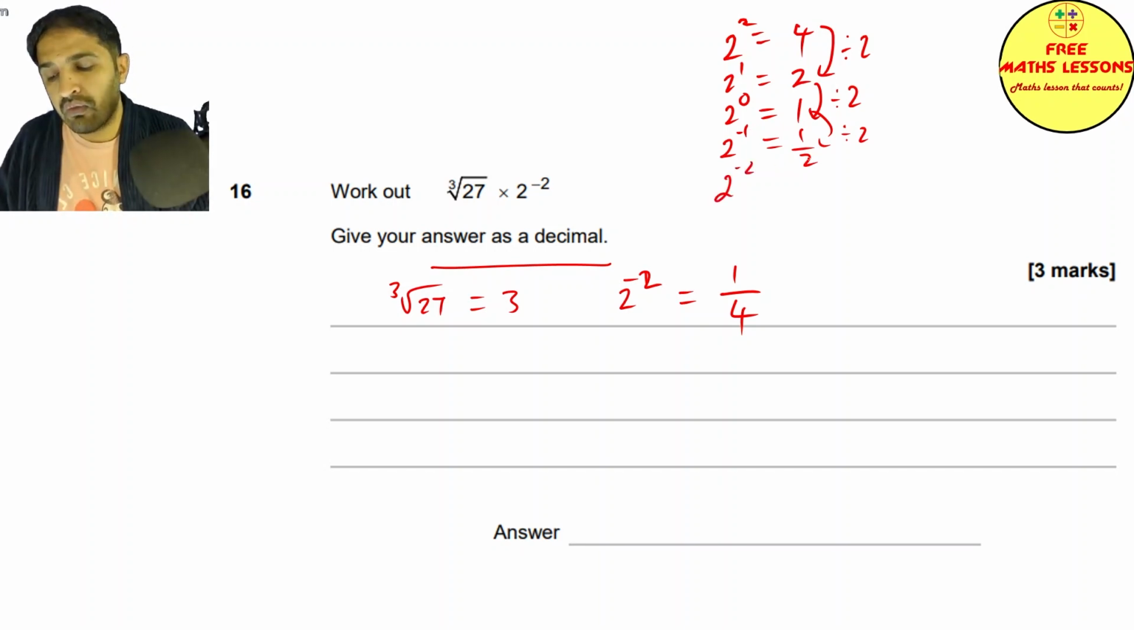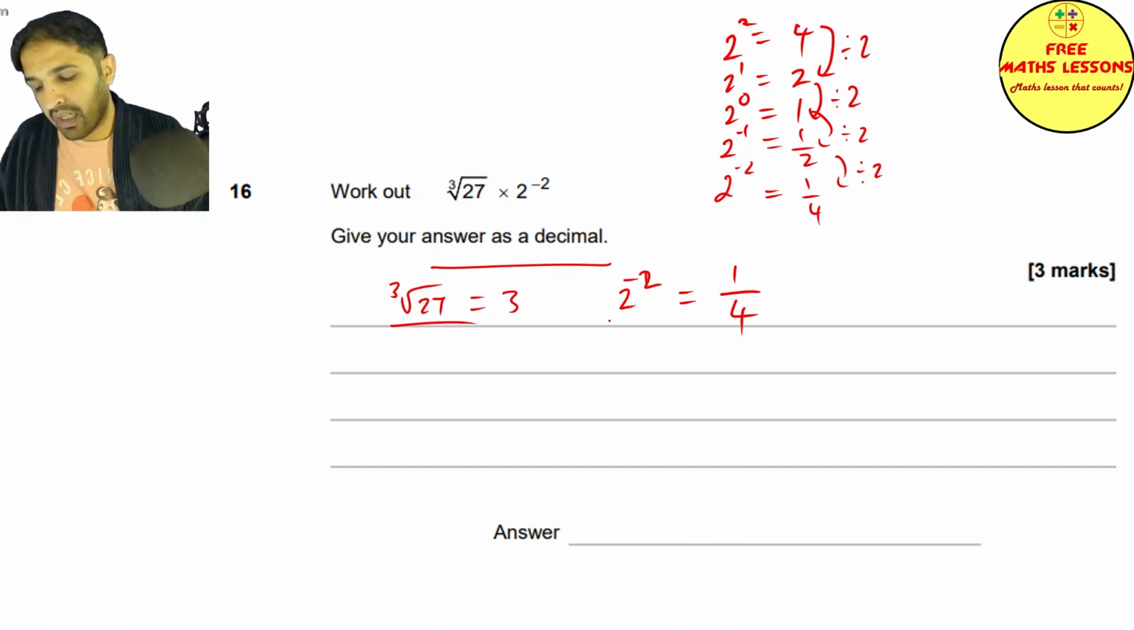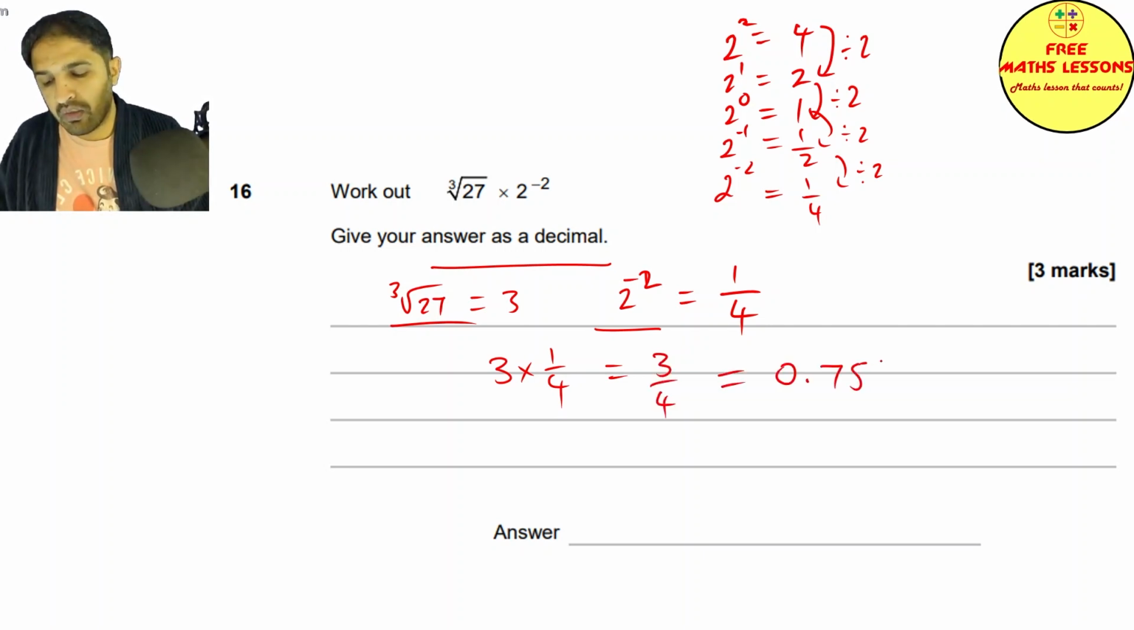So for 2 to the power negative 2, look, 2 to the power 1 is 2, so 1 over 2 to the power 1. Dividing this half by 2, you'll get 1/4. And 2 to the power 2 is 4. So 2 to the power negative 2 is the reciprocal of 4, which is 1 over 4. And that's how we get that. Okay. So once you've got that, we need to multiply them. We're multiplying that with that. So we're doing 3 times 1/4. And 3 times 1/4 is 3/4. And 3/4 as a decimal is 0.75.